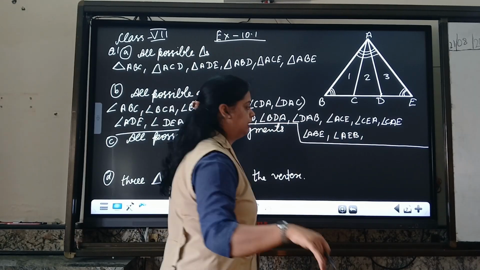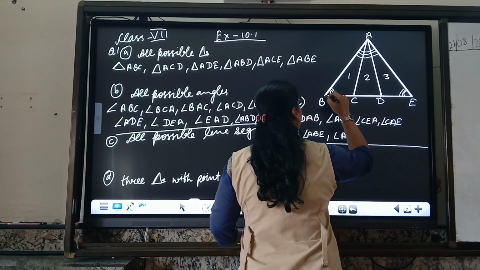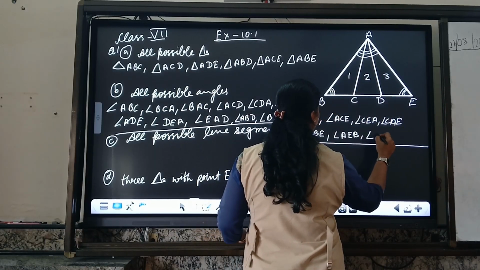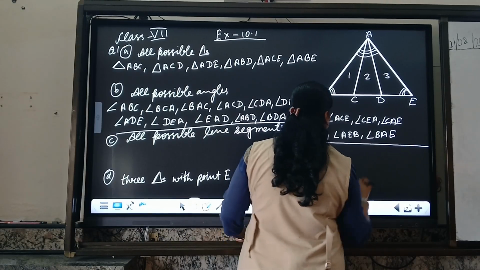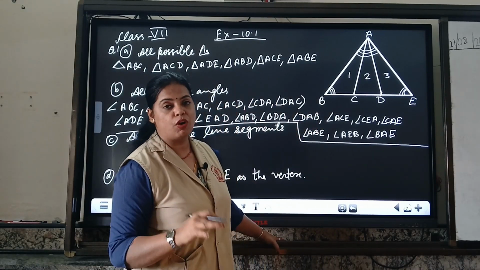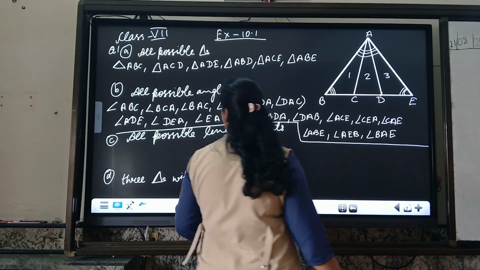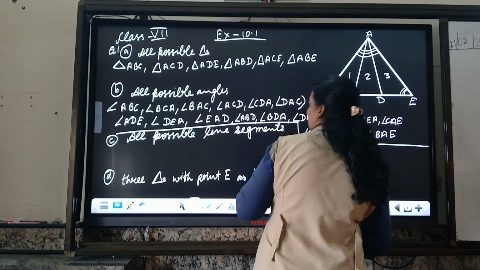E must be in the center. Now angle A is covered by extreme corner vertex B and E. So B, A, E. Here I have written all types of angles formed by these triangles. Now we have to write all possible line segments.